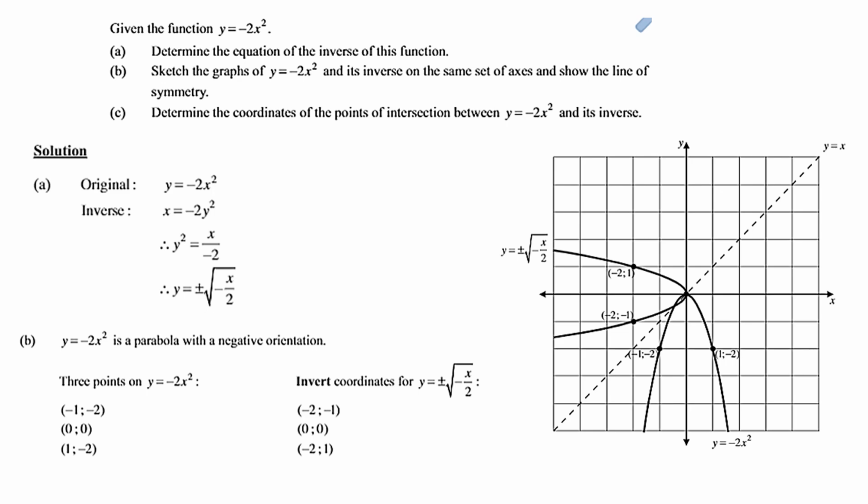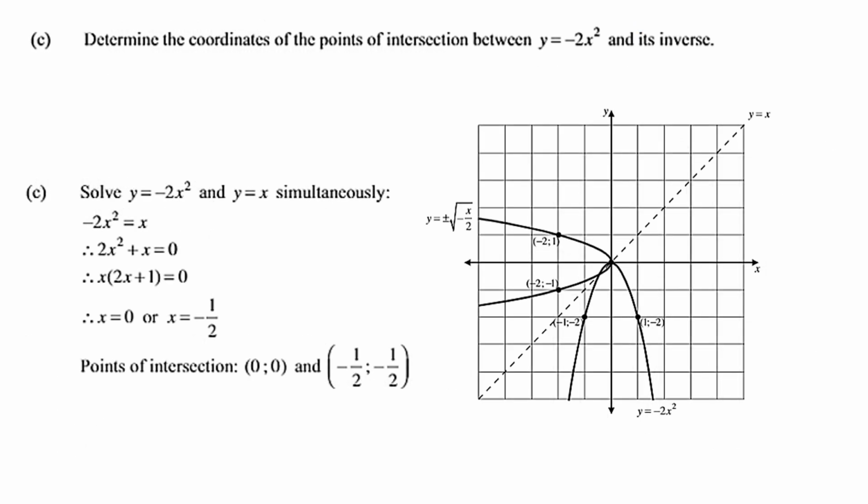Then, of course, question C, determine the coordinates of the points of intersection between y equals negative 2x squared and its inverse. Now it is easier to rather use y equals minus 2x squared and the line y equals x, instead of using the original equation and its inverse. It's more difficult because the original graph and the line y equals x also meet at the point where they intersect. So it's so much easier.